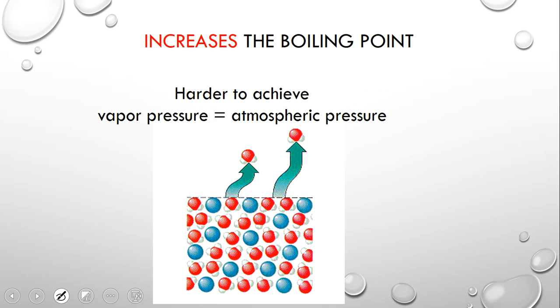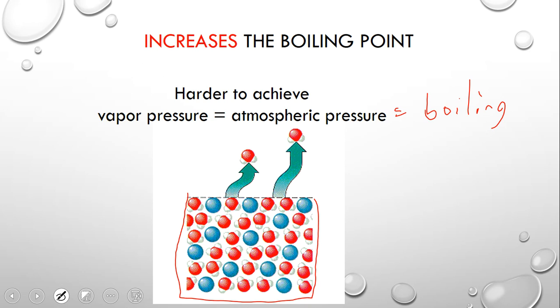Now, increase of boiling point. What happens here? It's harder to achieve a vapor pressure equal to the atmospheric pressure, and this is actually the definition of boiling. And next year we'll talk about that when we do phase changes. It didn't really come up this year, but that's the definition of boiling. So what you need to do is have the liquid in your container have a vapor pressure equal to the atmospheric pressure, the pressure happening above, so it can kind of push it back.